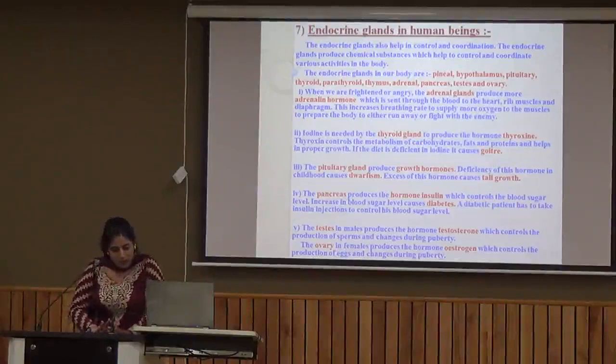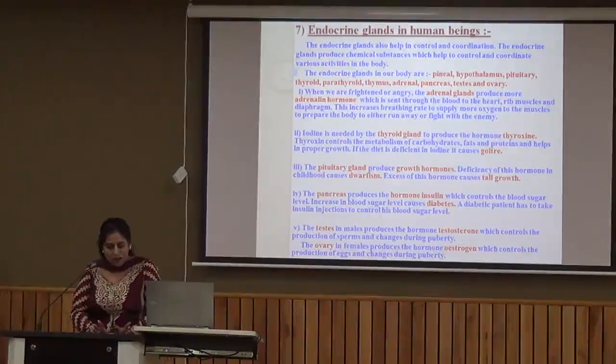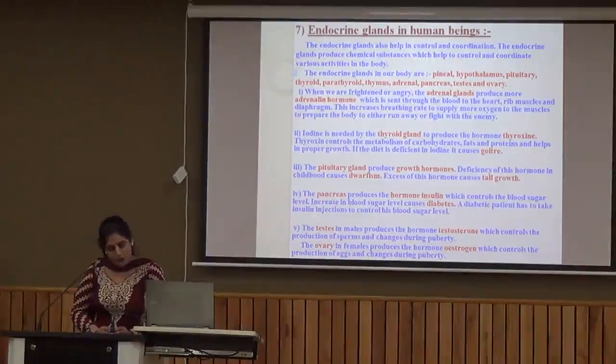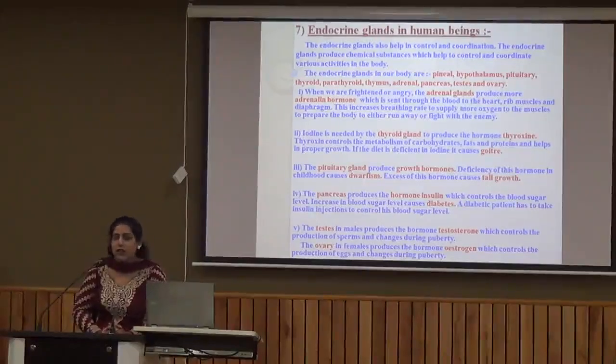Now let's study the various types of endocrine glands which are present: pineal, hypothalamus, pituitary, thyroid, parathyroid, thymus, adrenal, pancreas, testes, and ovary. In the NCERT, mainly 6 hormones were discussed. The first one is the adrenal gland. The adrenal hormone we call the 3F, fight, flight and fright hormone.